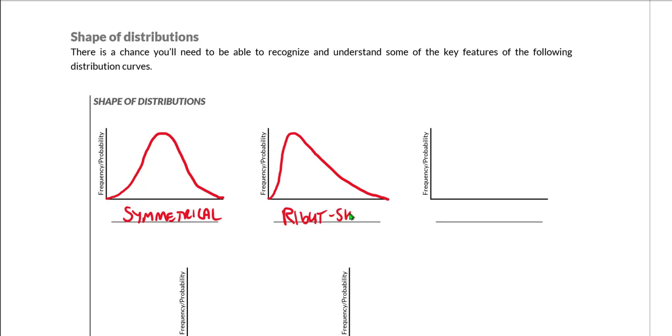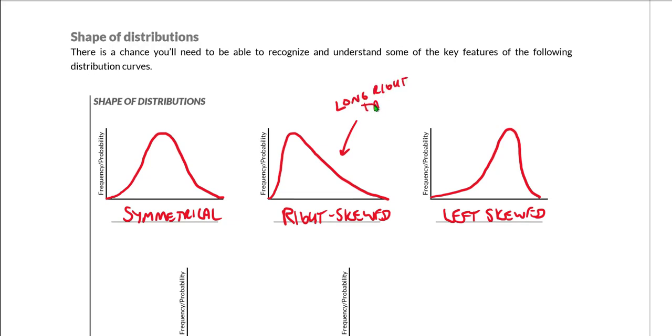Right skewed. Let's do a left skewed. That will be left skewed. Now, by the way, in terms of the skewed, some students look at this and think, why is this called right skewed and why is this called left skewed when the hump is on the left here and the hump is on the right here? We're not looking at where the hump is. We're actually looking at where the tail is. So this has a long right tail. And by tail, I just mean this long sloping part of the distribution curve.